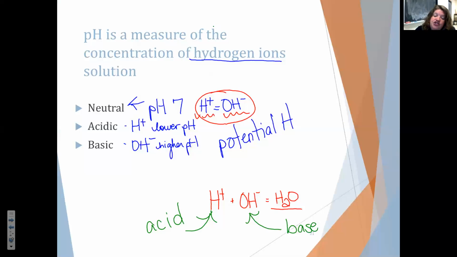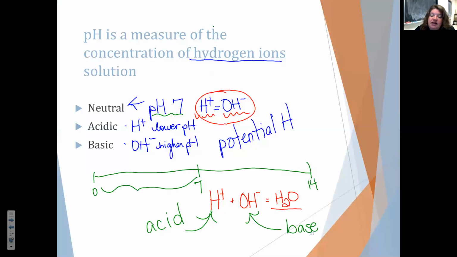The pH scale runs from 0 to 14. And so that's how 7 gets to be this neutral pH. Anything between 0 and 6.999999999 is acidic. And anything from 7.1 to 14 is a base, or is very basic.